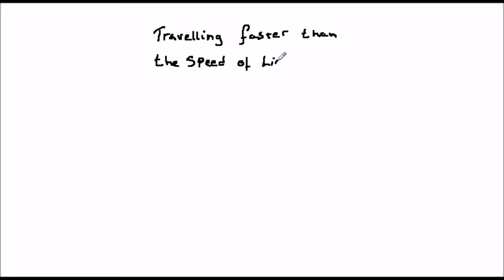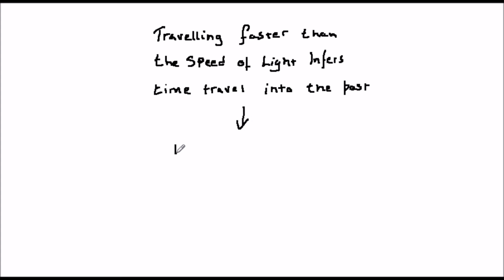So the ability to travel faster than light infers time travel into the past and a breakdown of cause and effect, something which we never observe in nature. And this leads us to the conclusion that travelling faster than light is not possible.